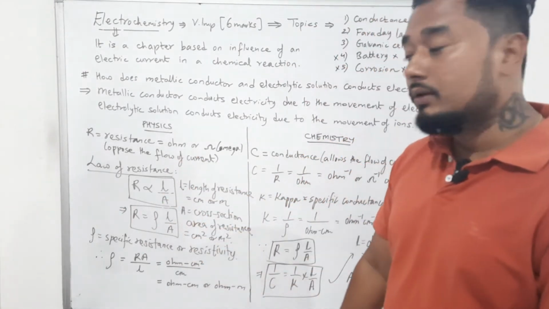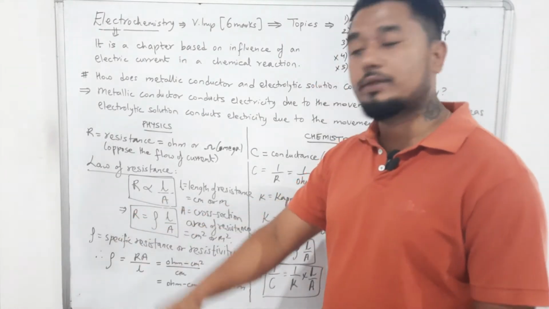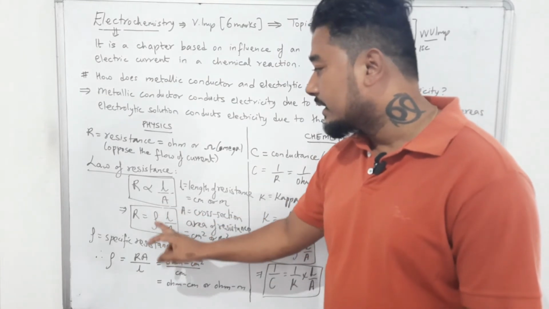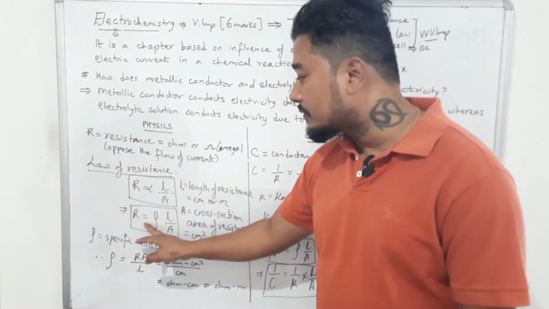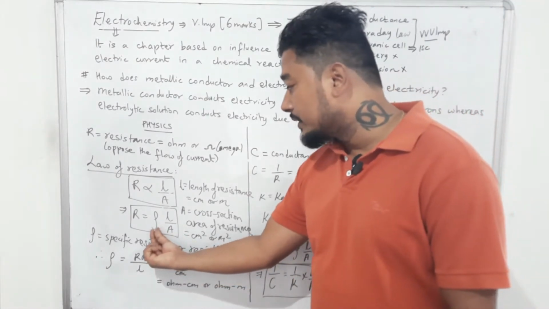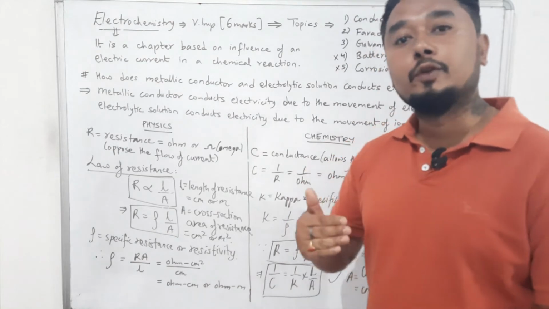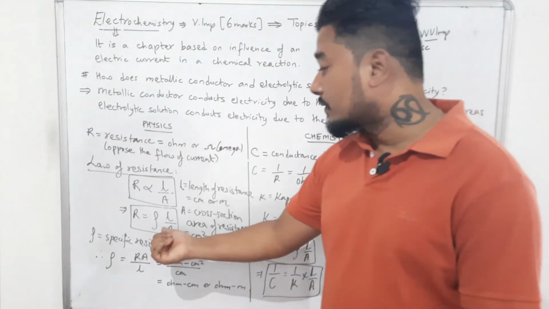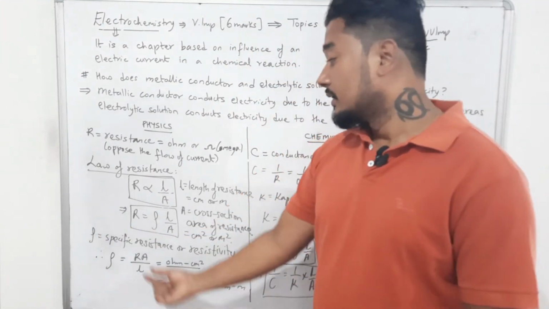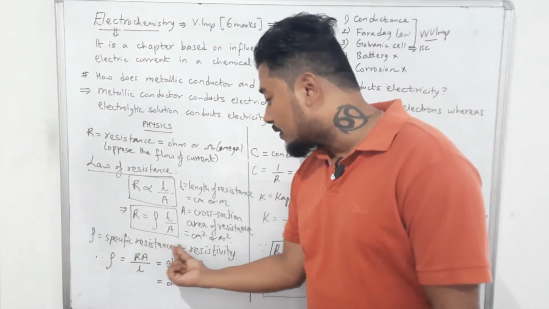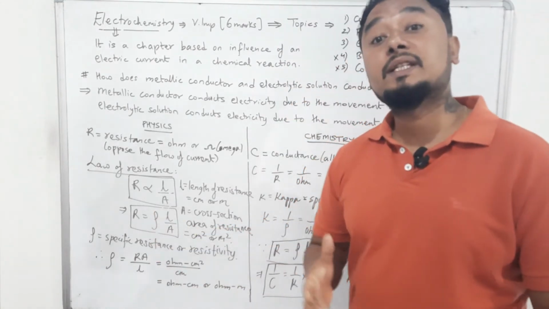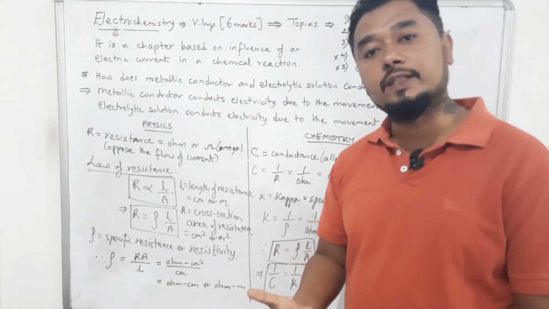And as per the rule, when you convert the proportional sign into an equal to sign, a constant will come. So R is R, L by A is L by A. I am replacing the proportionality sign with the equal to sign. When you do so, a constant has to come. And the constant here, what we put is rho. Now let us see what this rho stands for. This rho means specific resistance or resistivity. I repeat again, this rho means specific resistance or resistivity.